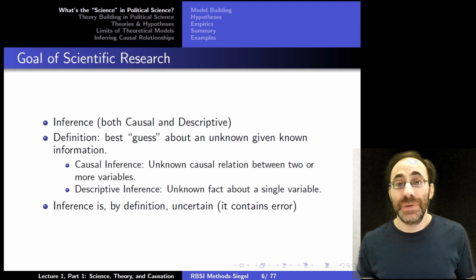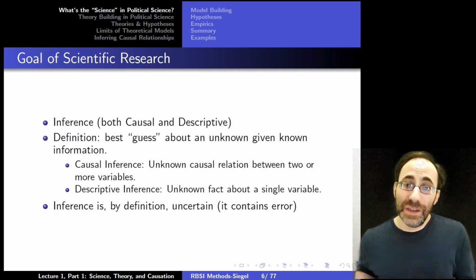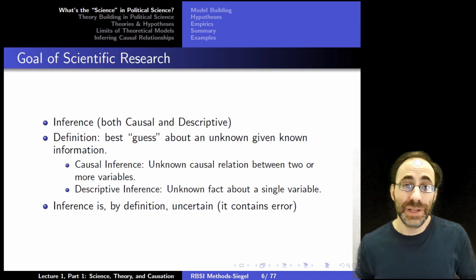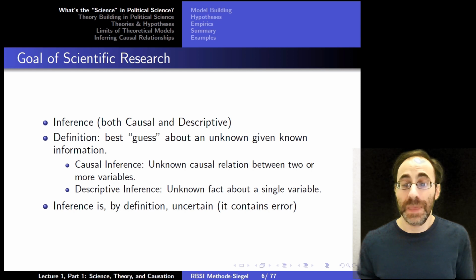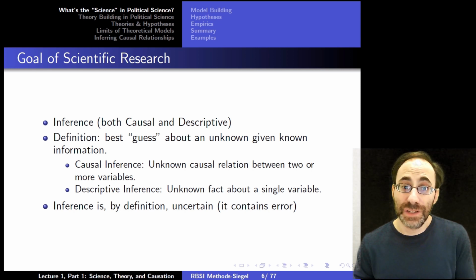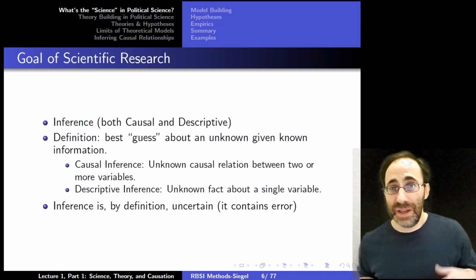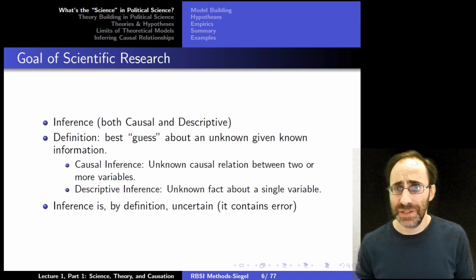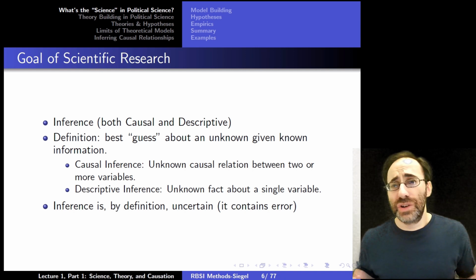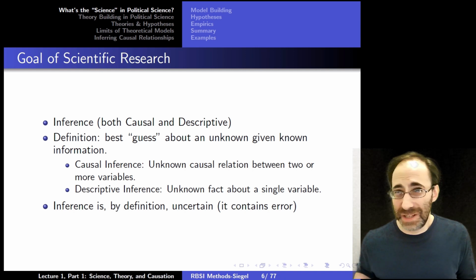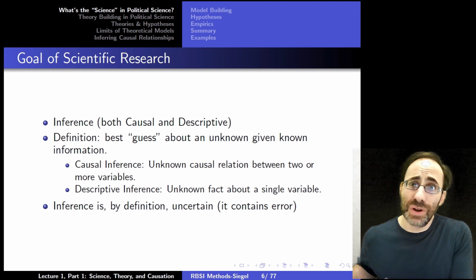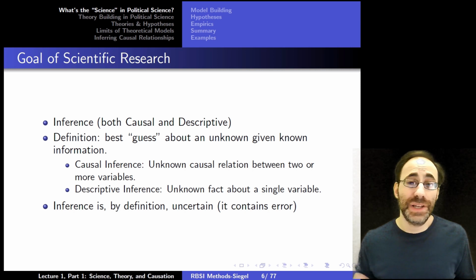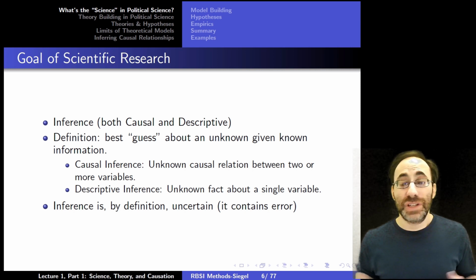And the goal of this is going to be what we call inference. Inference is, as it is in English, the ability to infer something from something else. So there's really two kinds of inference we're going to deal with here. One kind is causal. That's the scientific kind we really care about a lot in this class and overall in political science. We're going to try to infer and guess, basically the best we can, about an unknown causal relationship between two or more variables. So again, some A might cause some B. So that's a causal inference.